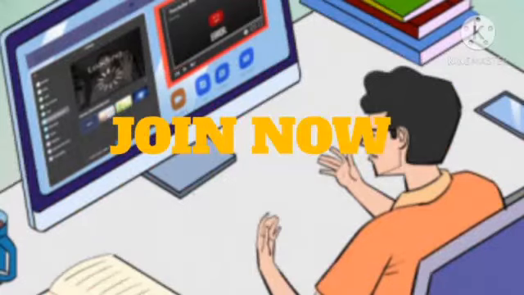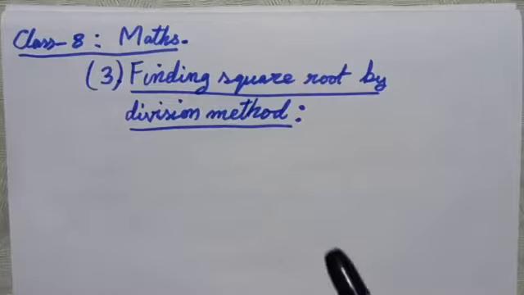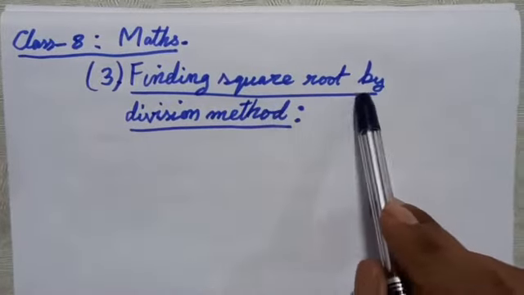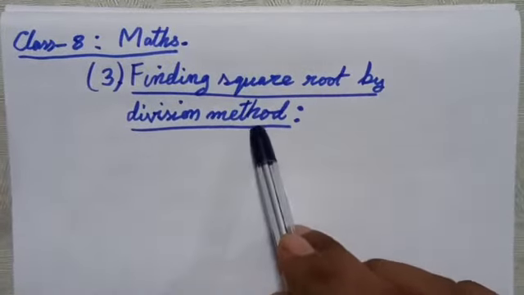In the previous session, we learned part 3 of chapter number 6, squares and square roots. Today, let's learn part 4 of chapter number 6, finding square root by division method.